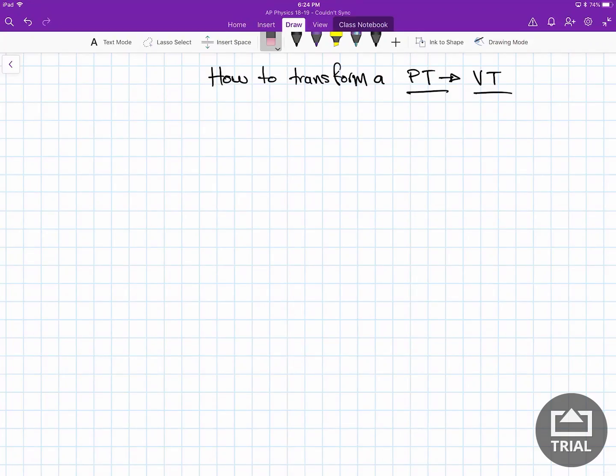How you doing, guys? Today we're going to be working on how to transform a PT to a VT graph.